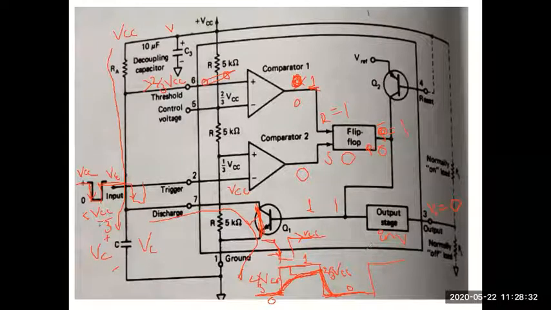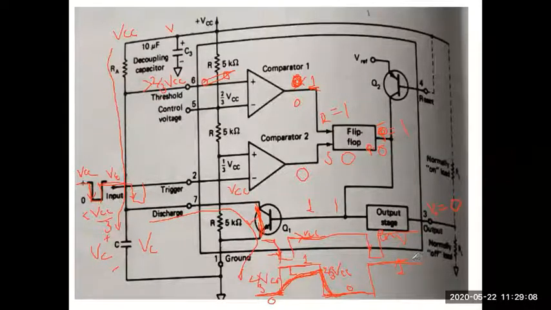So what is the condition which will send the final output from 0 to 1? The condition that will send the output from 0 to 1 is giving a negative trigger pulse. If you give a trigger whose value will go below 1 by 3 VCC, then output will change from 0 to 1. Okay, that's the condition needed to make the output change from 0 to 1. And what is needed to make the output change from 1 to 0? When will this output go back to 0?